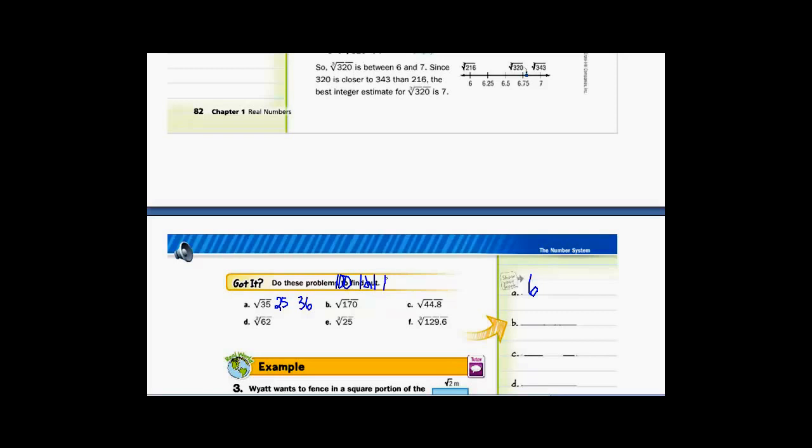12 squared, 144. And 13 squared, 169. And 14 squared, I actually don't know off the top of my head. I know, I'm letting you down, right?